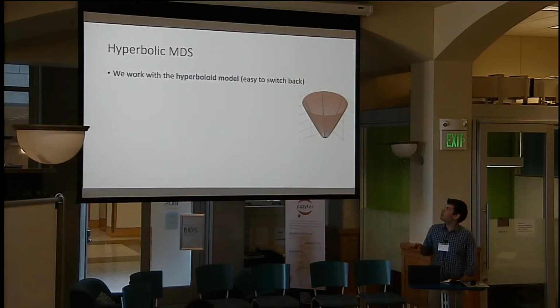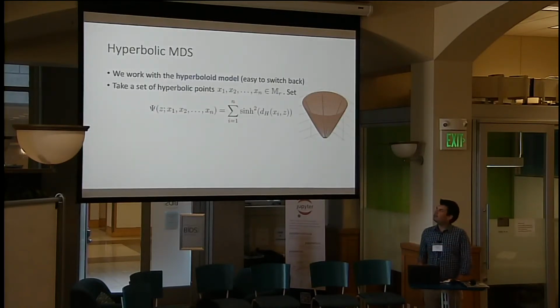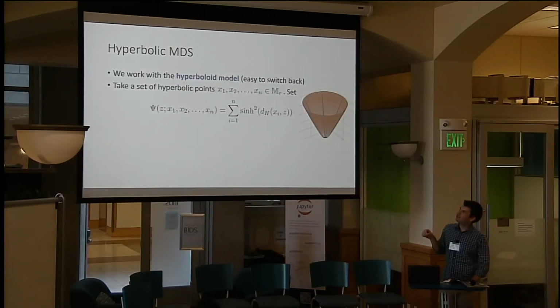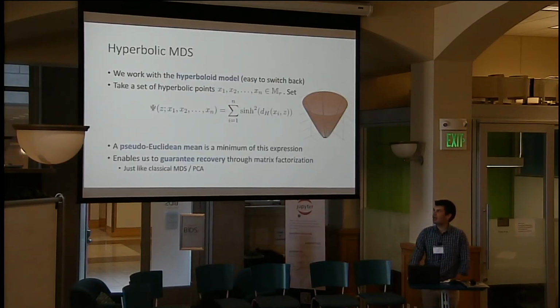Let's say that now we're working with a slightly different model of hyperbolic space, which is this sheet. It's the usual hyperbolic shape. All the points live on the sheet now. You take a set of hyperbolic points, and then you define this interesting mean on it. You take some point z. You compute a version of the hyperbolic distance from all the points to z. You run them through this hyperbolic sine function and add it all together. Any minima of this expression turns out to have a mean property that we'd like to capture. And through this, we can get the same kind of nice PCA-like matrix factorization result.